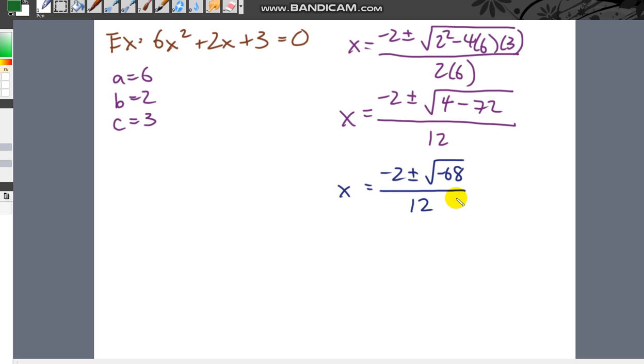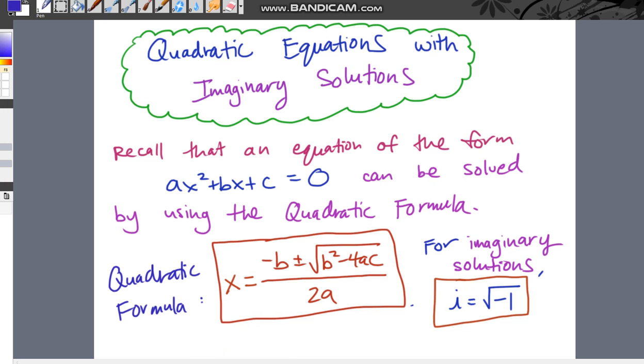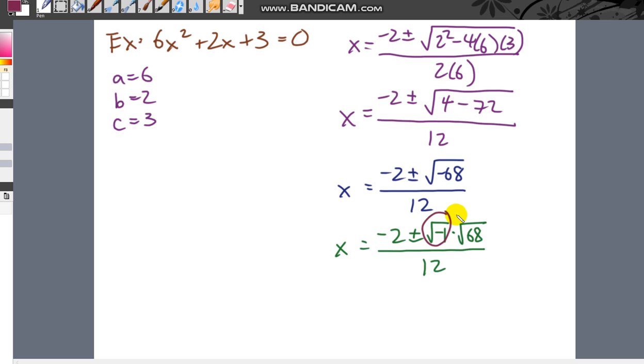Alright, so now what we want to do is put this in simplest radical form. But before we do, I see we have a negative inside the square root. So anytime we have a negative inside the square root, this is negative 2 plus or minus the square root of negative 1 times the square root of 68, and then we divide that by 12. Okay. Now, like I mentioned earlier, the rule here is i equals the square root of negative 1. This part here is i. Okay, so let's go ahead and replace it. x equals negative 2 plus or minus i times the square root of 68, and then we divide by 12.